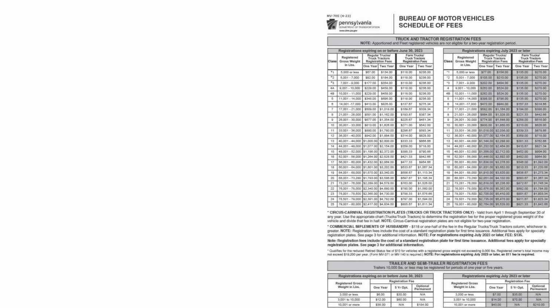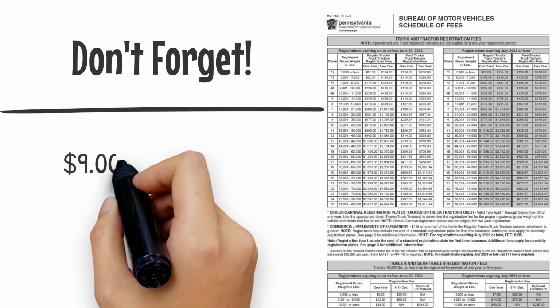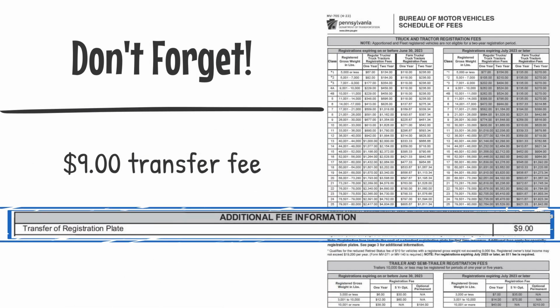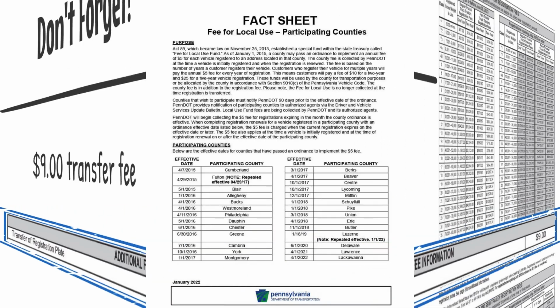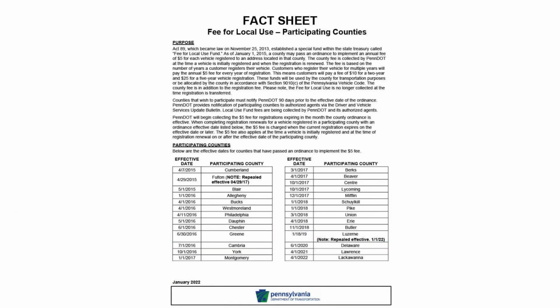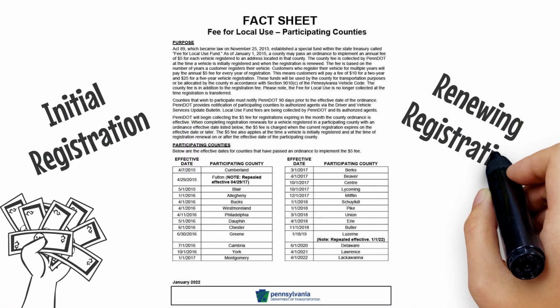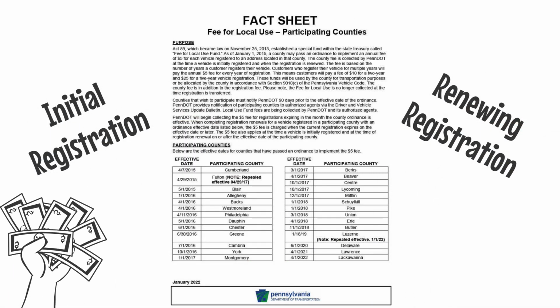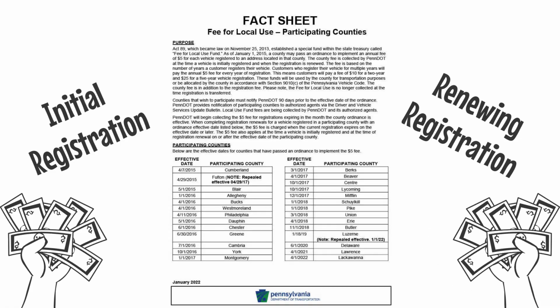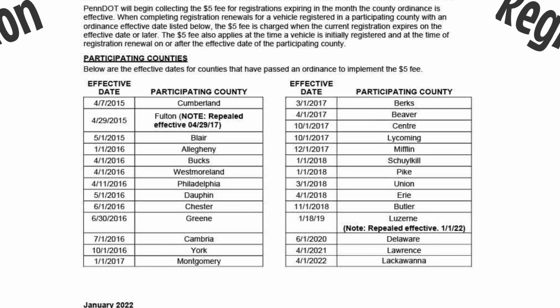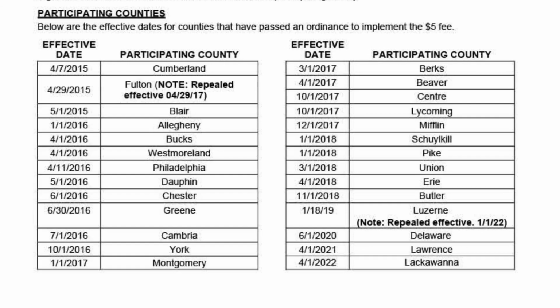Something that is commonly forgotten during increase fees is the transfer fee. The MV70S shows the transfer fee is currently $9. Another fee that could be forgotten is the fee for local use. This is a $5 fee, or $10 if the customer decides to register the vehicle for 2 years, that is charged for initial registration and renewals in participating counties. To see what counties participate in this, download the Fee for Local Use fact sheet from PennDOT's website.